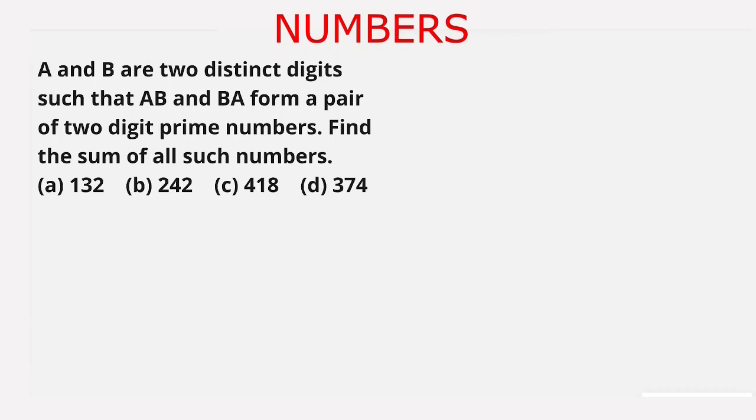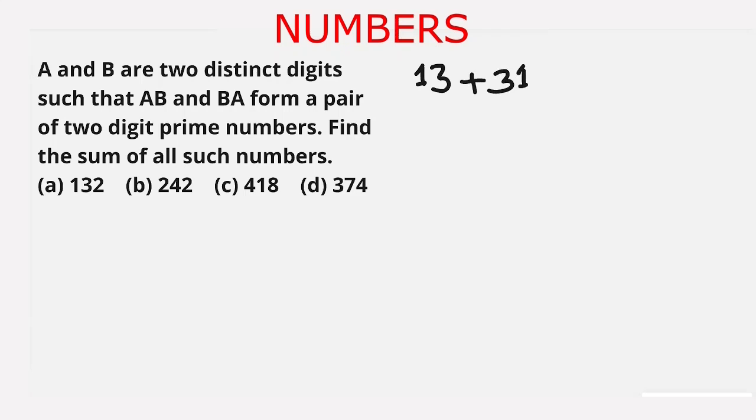So the prime numbers of two digits start from 11 and the last two-digit prime number is 97. But 11 cannot be considered as the digits are not distinct. In 11 both the 1s are the same, so 11 cannot be considered. So we start from 13. Now 13, after reversing the digits, is 31. 31 is also a prime number. So 13 plus 31 is one pair.